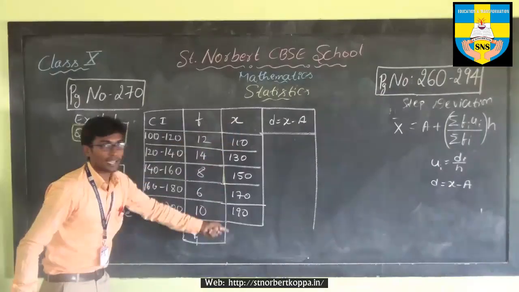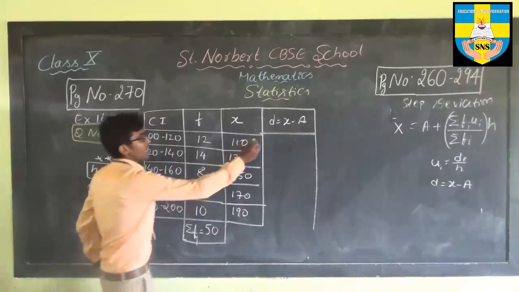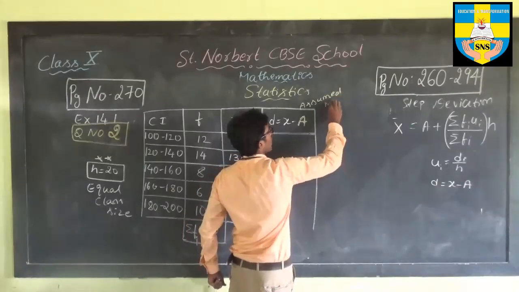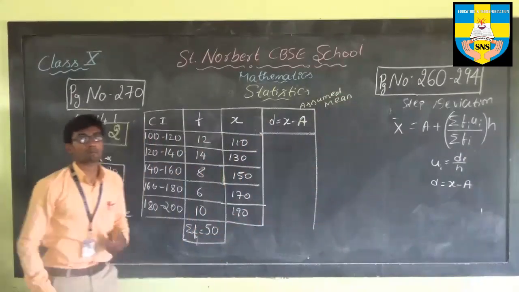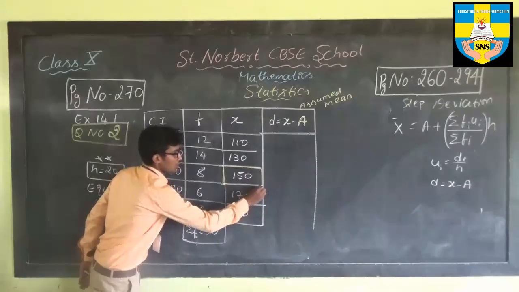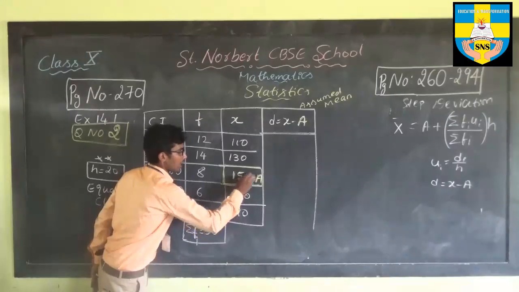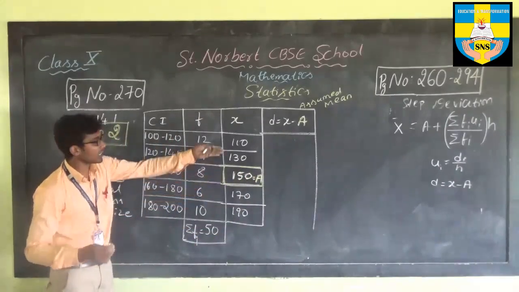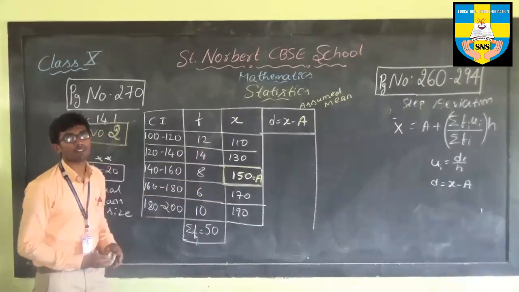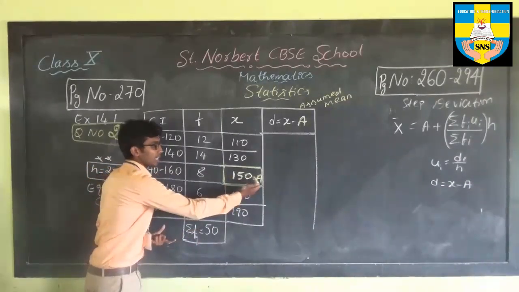I already have x, but how to calculate x minus a? Here a is nothing but the assumed mean. We have to assume one mean in the beginning. It may be correct or it may not be correct. We have to do the assumption of the mean. Let me take 150 as a. Even if you take 130 or 110 or 170, 190, any value in this column, everything will give the same answer. It is always better to take the number in the middle. So let me take a as 150.